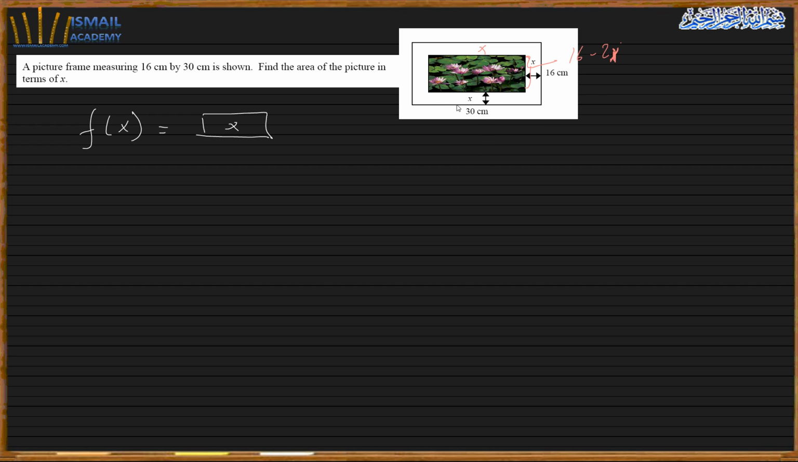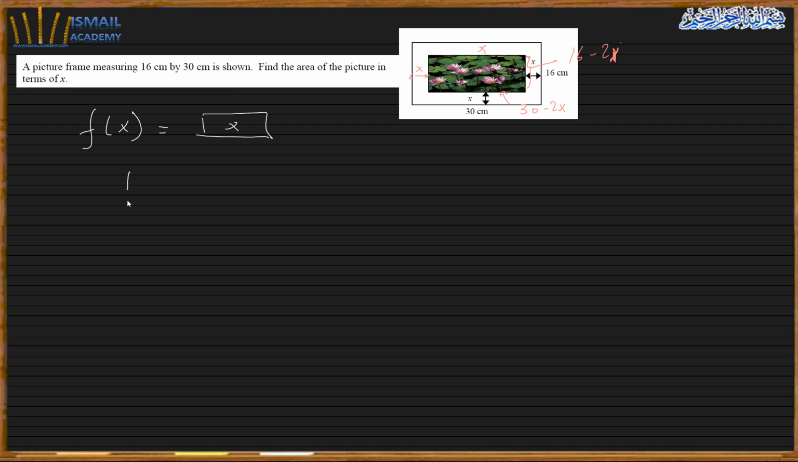The length of the frame is 30. Again I took x from here and x from here, so we took 2x. That means the length of the picture is 30 minus 2x. So what is the area? Area is length times width.